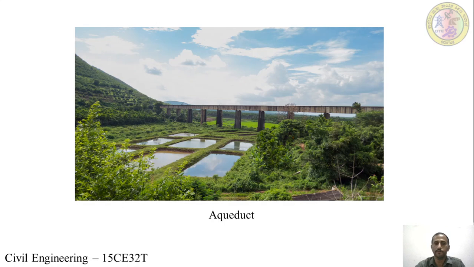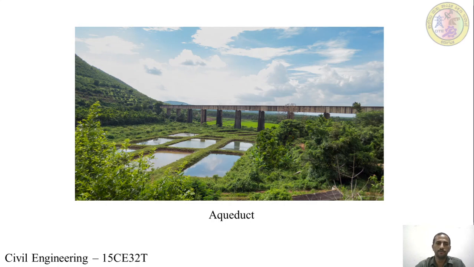Next one is aqueduct. Aqueducts are similar to open channels but are supported on piers or pillars. When there is a sudden fall, we cannot run the channel on that fall because again when we have to raise, we need pumping. But in a gravity channel, water has to flow under the action of gravity only. So, to provide that facility, these channels are supported on pillars.